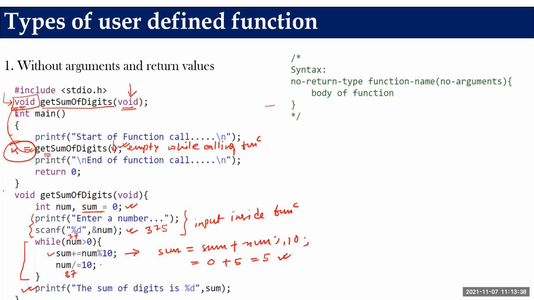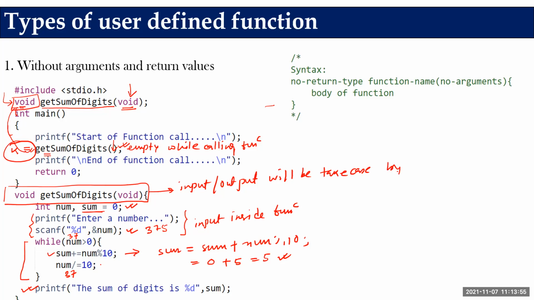So when the function doesn't take any argument and doesn't return any value, then input and output both will be taken care of by the function itself. This is the type 1 user-defined function.